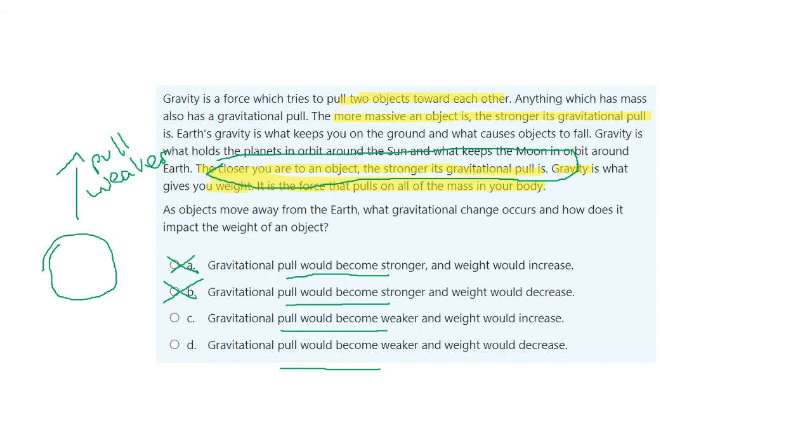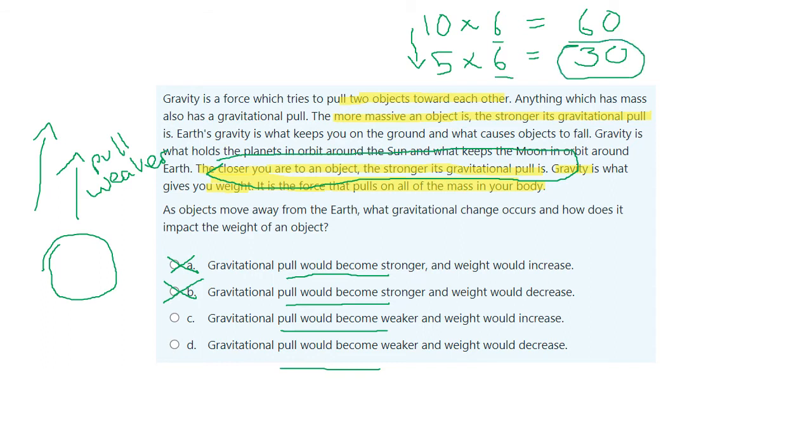Okay? But if the force is 10 and your mass is 6, then you get a weight of 60. But if the force goes down to 5 because you are moving away from the Earth, your mass would still be 6, but you now have a weight of 30. Those numbers are just an example. Don't think about what the numbers represent. I'm just trying to show you that the force would decrease, but the mass would stay the same. So the weight calculation would be decreasing, not increasing. That's why answer D is correct.